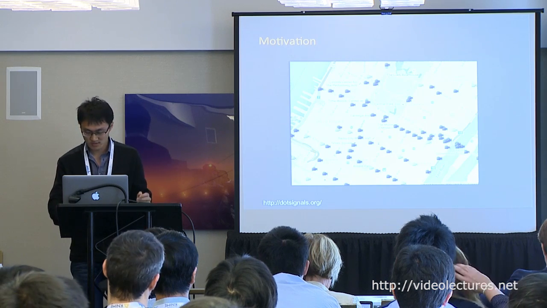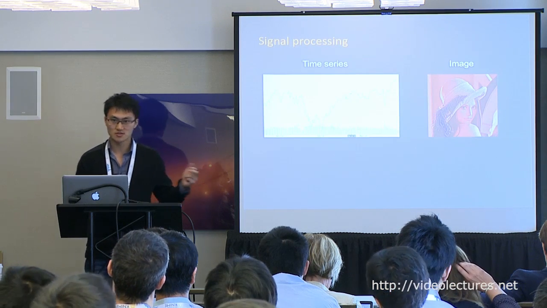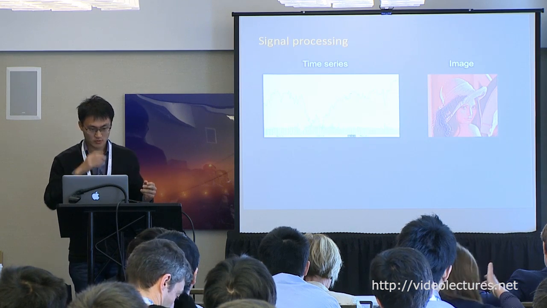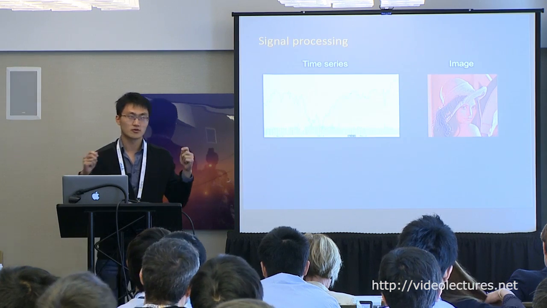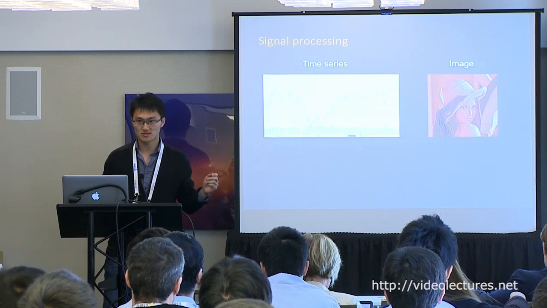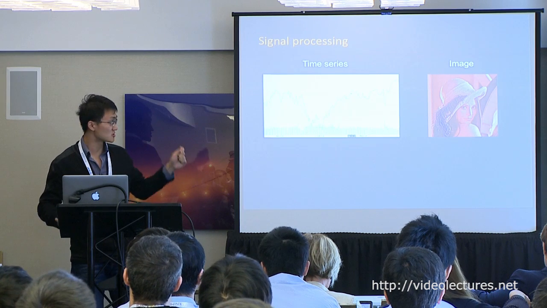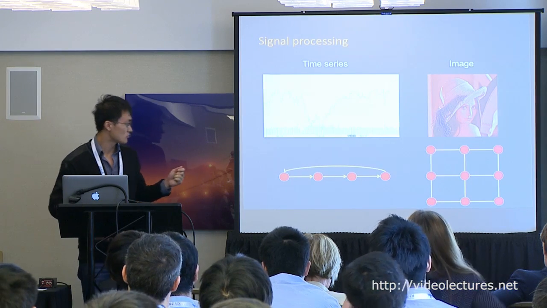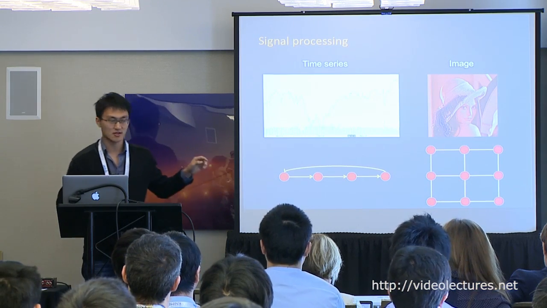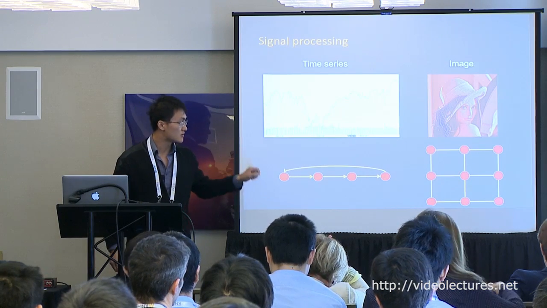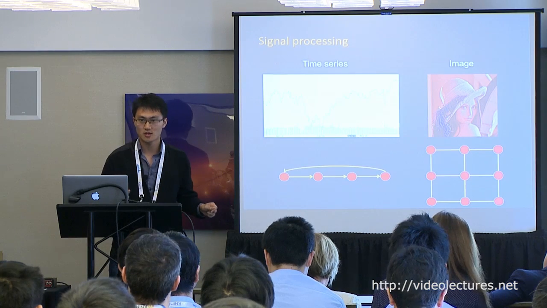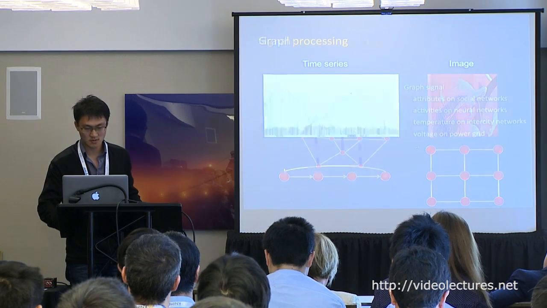To build this connection, we first introduce signal processing a little bit. Classical signal processing really focuses on two types of data, like images and time series. Both of them have a very regular structure. As you see here, the time series is a line graph, and the image is a lattice graph, and each node has the same role in this structure.